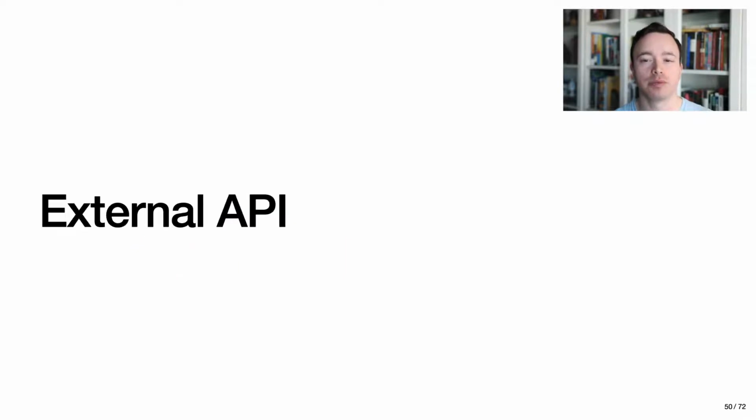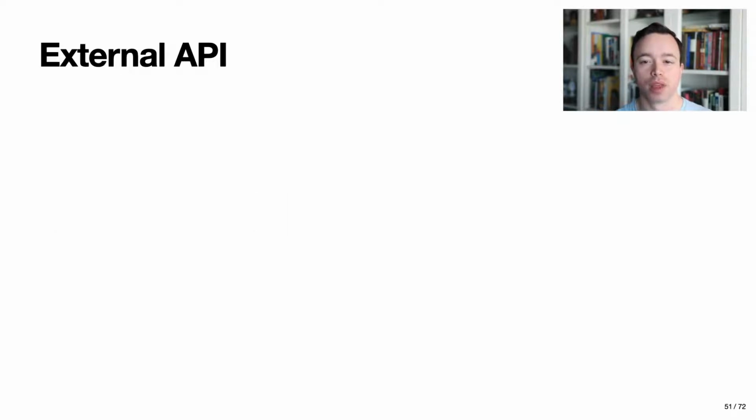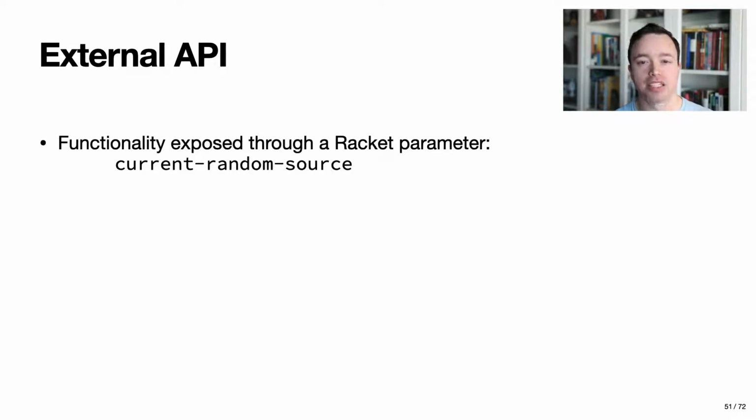So we've gone over the implementation of the random source struct, the most critical component of the Clotho library, and I've shown you the details of how its internal byte string works. Let's talk a bit about how users can actually use the Clotho library. The random source struct itself is not provided externally. Instead, the struct's functionality is exposed through a Racket parameter named currentRandomSource.